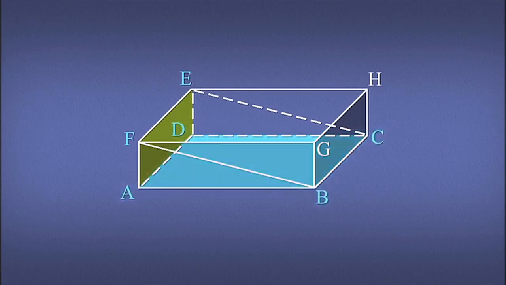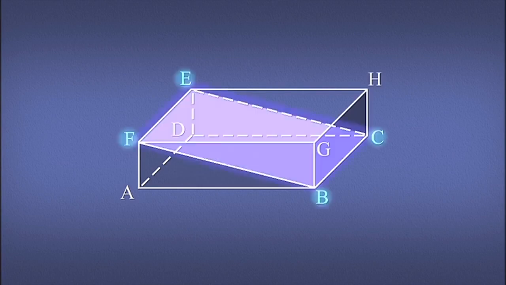These two planes intersect at line AD. On plane ADEF, ED is perpendicular to AD. On plane ABCD, CD is perpendicular to AD. Angle EDC is the angle between plane ADEF and plane ABCD.